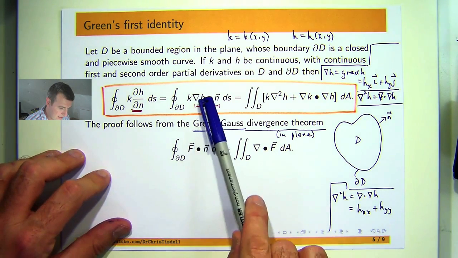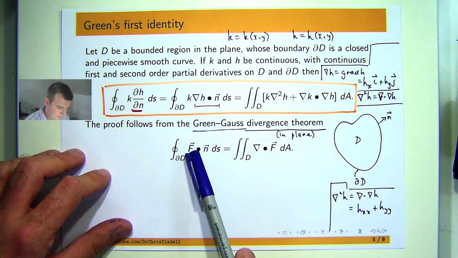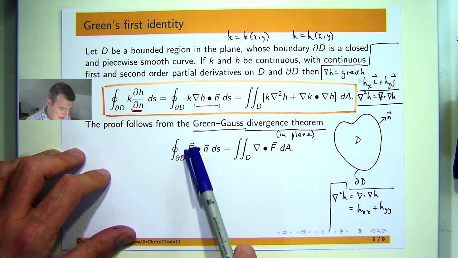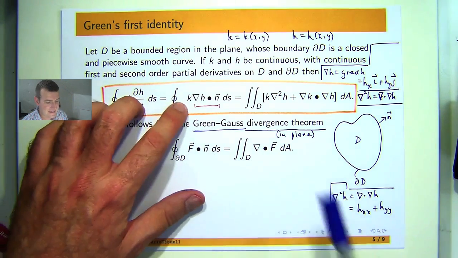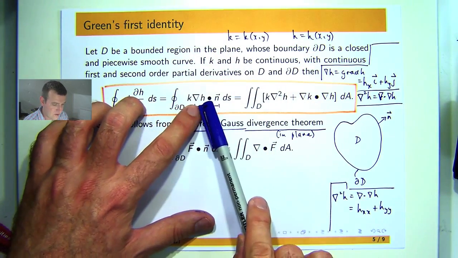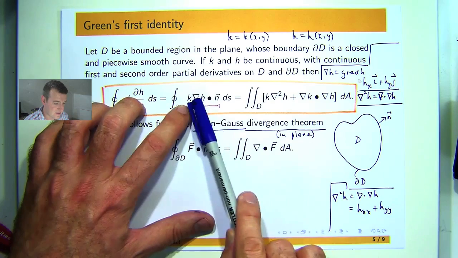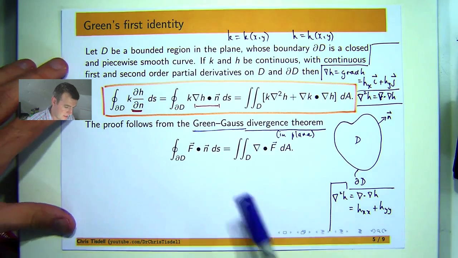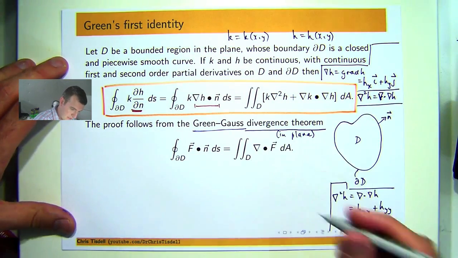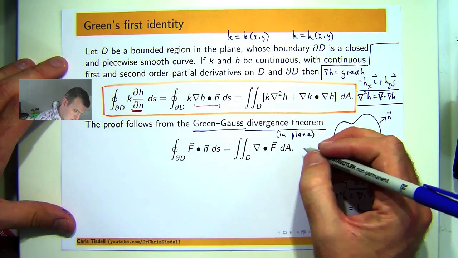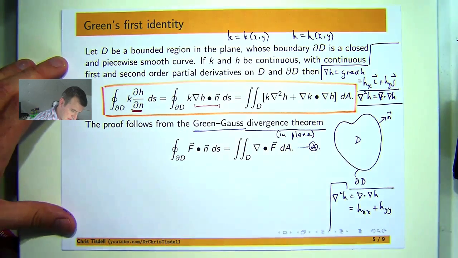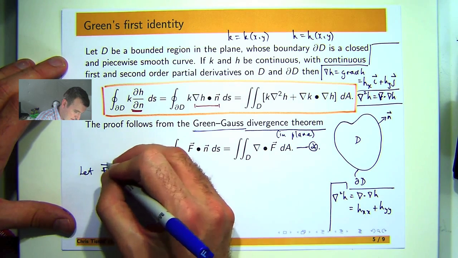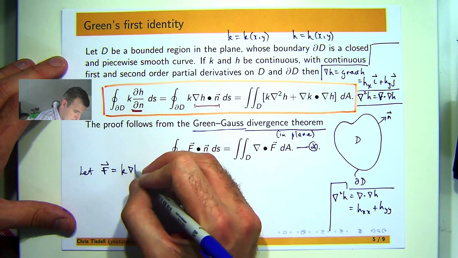If you compare this with this, how can I make this thing be the vector field f? Well, just choose f to be this product. Now remember, k is a scalar valued function, grad h is a vector valued function. So this product will be a vector field. Okay, so let's call this star, and we're going to let the vector field be the following product.